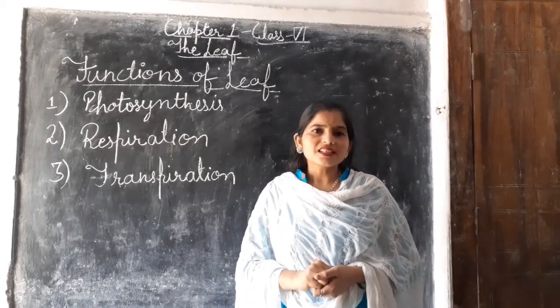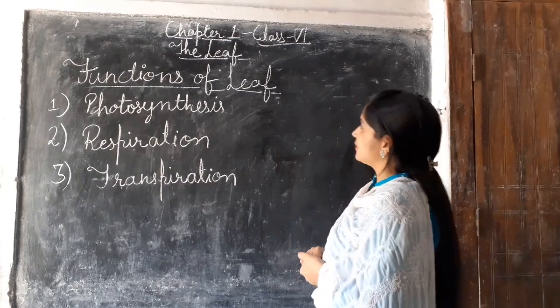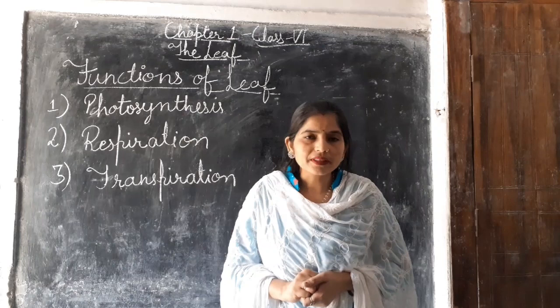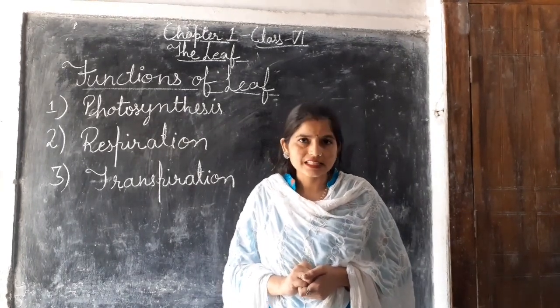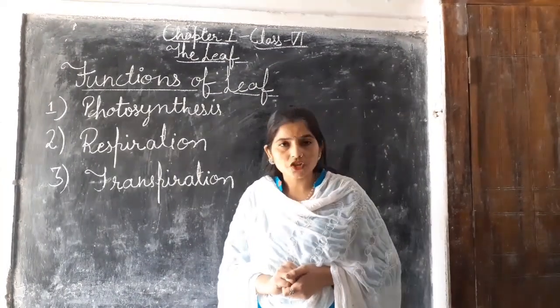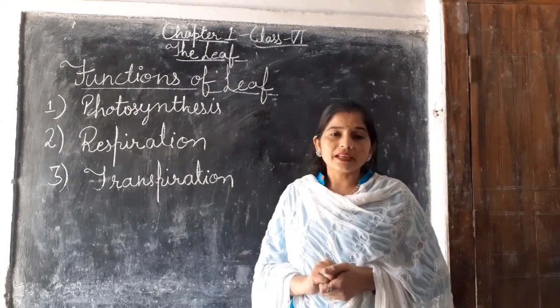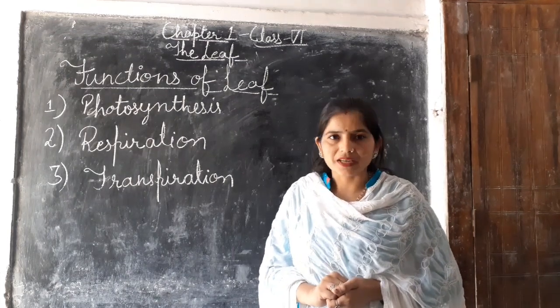Now children, at last I am going to explain you the functions of leaf. Leaves help in the preparation of food in the plant through photosynthesis. It also helps in the process of respiration through gases exchange. Leaves help to remove the excess water through the process of transpiration.